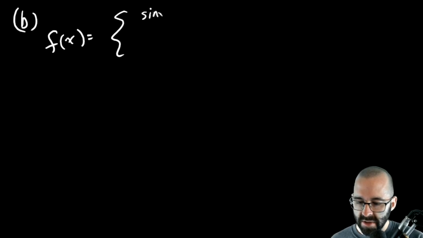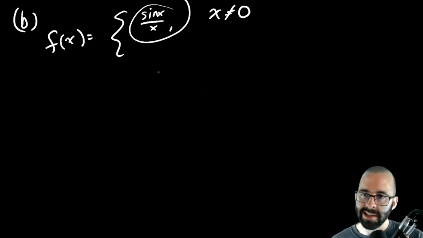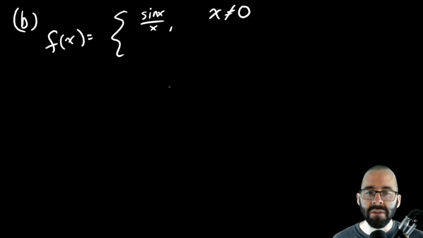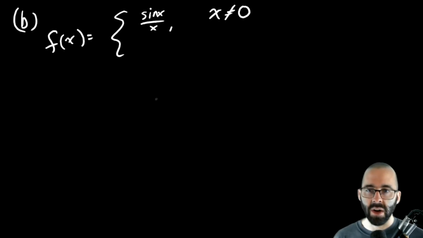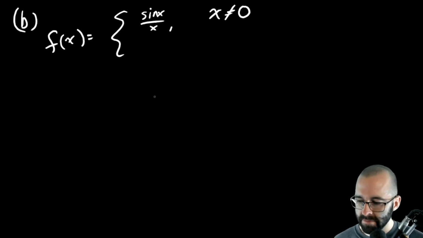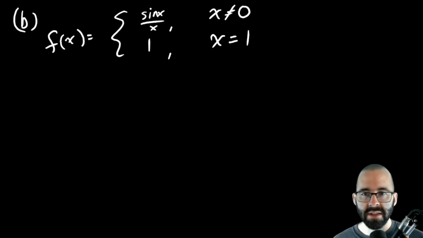Let's do part B. f of x equals sine x over x for all x except for 0, because this function is not defined at 0. That causes us to divide by 0. An indeterminate form is what it's called, because you get 0 divided by 0 if you try to plug that in. And everywhere else, which is literally only one place, we say this function is equal to 1.